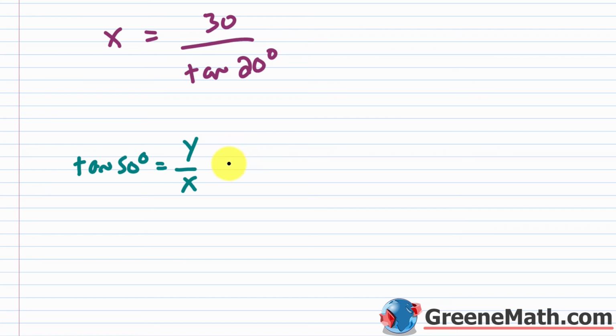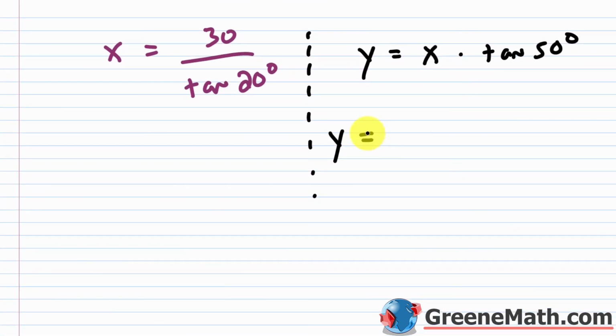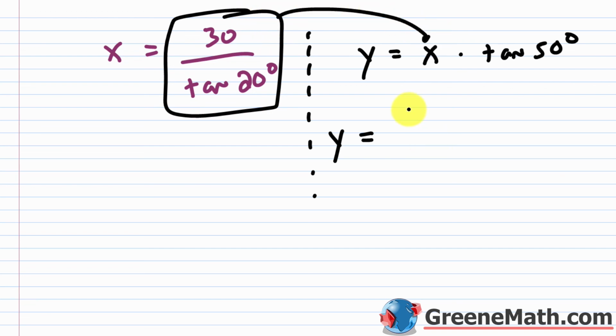So what I'll do is multiply both sides by x here. And so that's going to give me, let me put a little border here, that y is equal to x times the tangent of 50 degrees. So let me get rid of this. And again, if you want to use an approximation, you can just take what you did here and put it in. Your answer will just be a little bit less accurate. So I'm going to say that y is equal to, I'm going to plug this right here in for x right there. That's all I'm doing. So 30 over the tangent of 20 degrees times the tangent of 50 degrees.